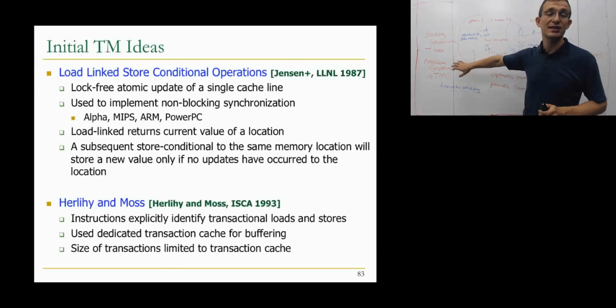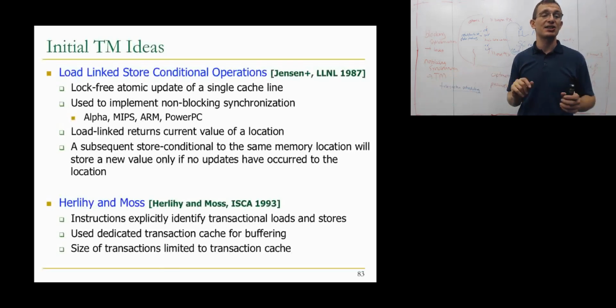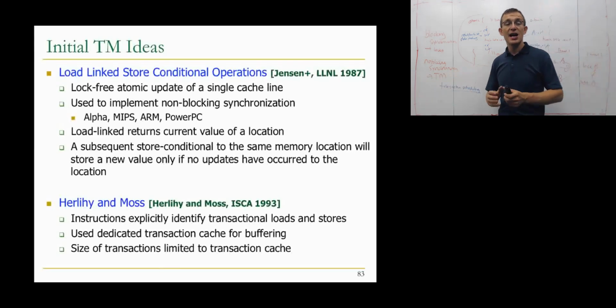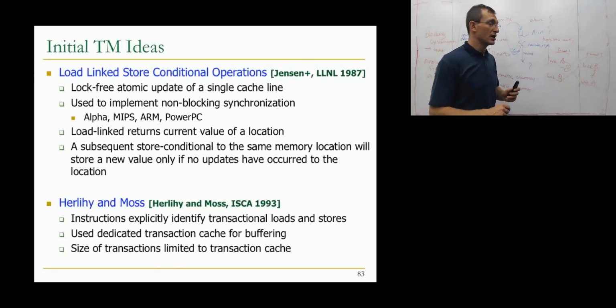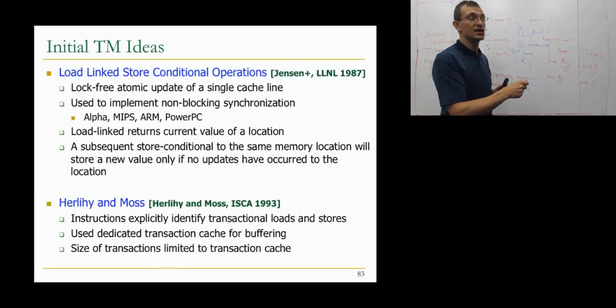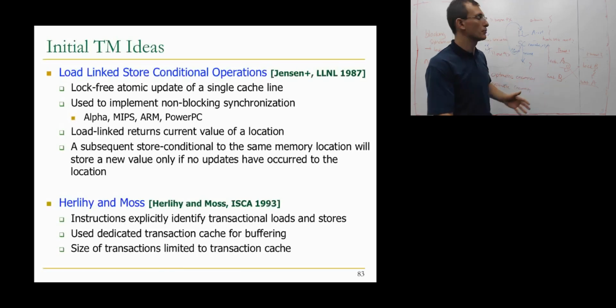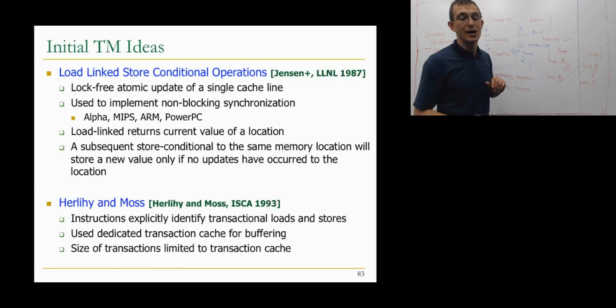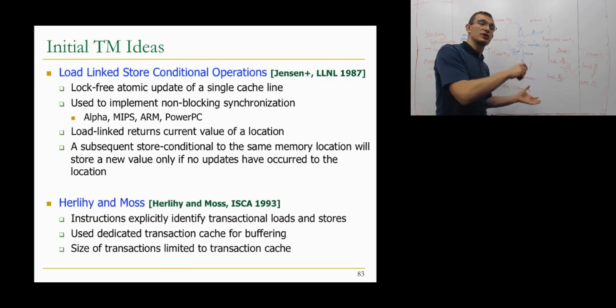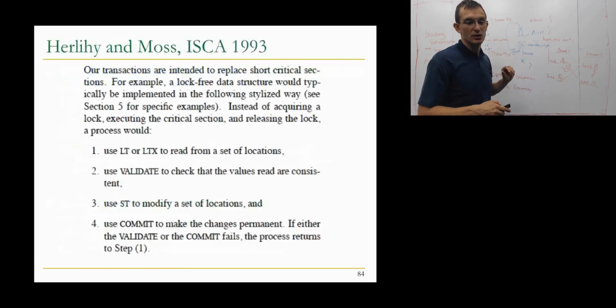Basically, buffering was not done in the cache, but there was a dedicated transactional cache. And unfortunately, the size of the transactions was limited to this transactional cache. So if you had too many stores within a transaction that overflowed this cache, too bad. You would abort that transaction and execute it in a non-transactional way, or execute it in a more protected way, right? In a lock way. Okay?